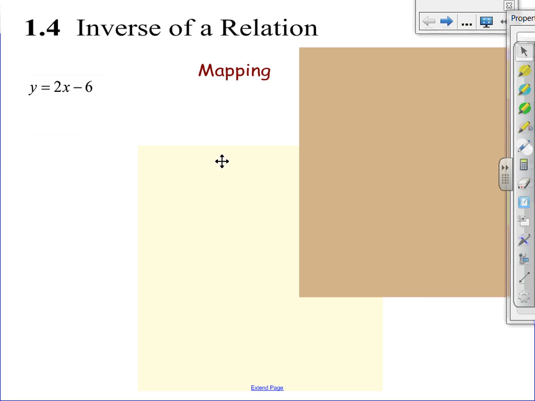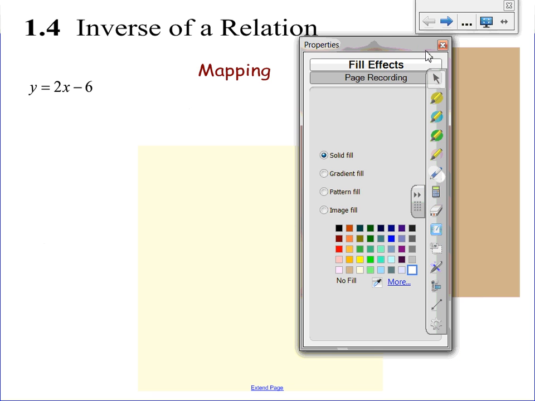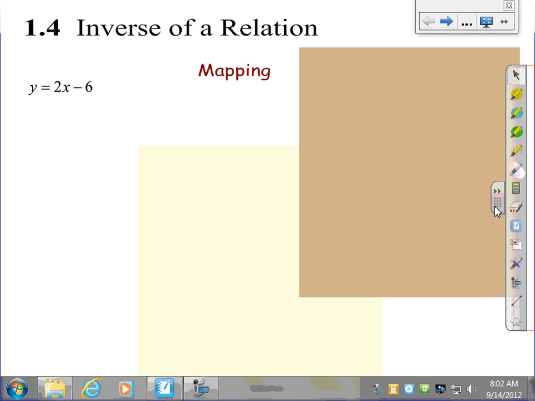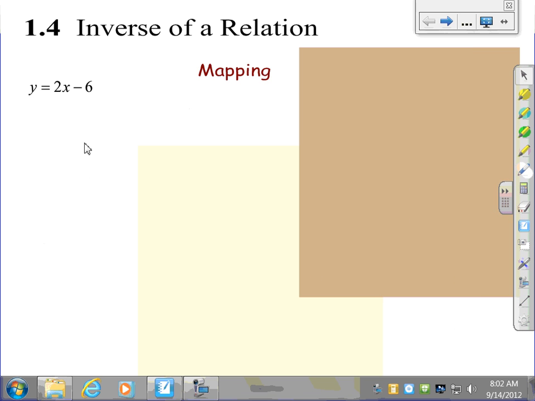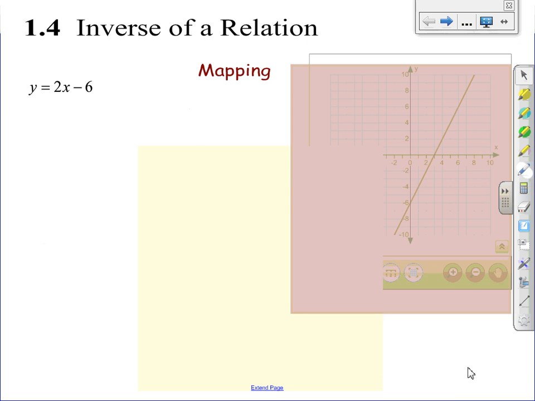Well, today we're going to look at the inverse of a relation, which is the last portion of the first chapter of work here. It is going to be similar to what we've done so far, but with a slight change. So to start off, I would just like us to deal with this line, which is y equals 2x minus 6, which looks like this.